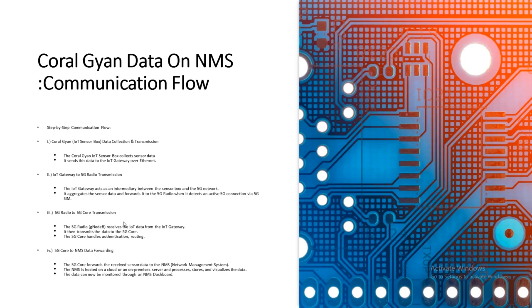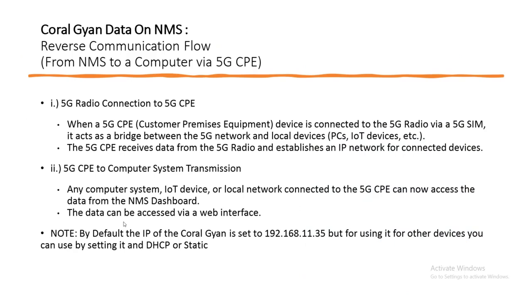This is the basic overview of how the Coral GAN works with the NMS actually. I tried my best to explain to you both in a theoretical way and in a layman way. So there's also a concept of reverse communication flow, which is from the NMS to the computer via 5G. The 5G radio connects to the 5G CPE, where a 5G CPE device is connected to the 5G radio via 5G SIM, and it acts as a bridge between the 5G network and local devices, PCs, IoT devices, and etc.